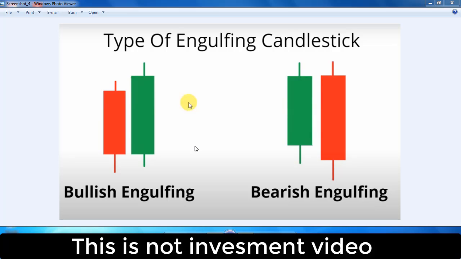Hello traders, today I will show you beginner friendly candlestick patterns.